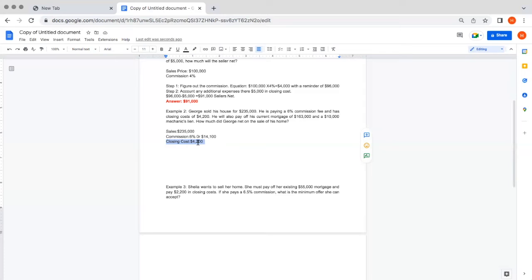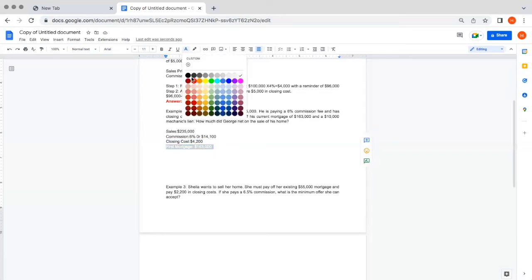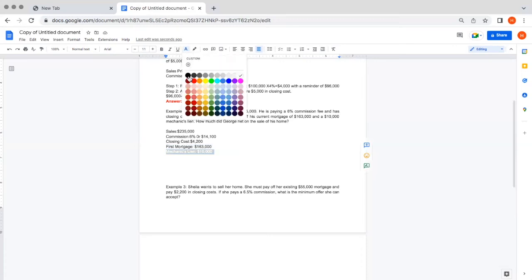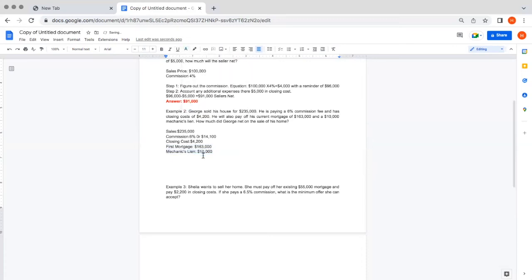You have to account for the closing costs because that's an expense. And remember, we're trying to find out what he or she is going to net. All right. And then it says he will also pay off a mortgage of $163,000. So that's probably going to be next. So we're going to put $163,000, and that is next. We're just writing the question out. And then the last one is that he has a mechanics lien of $10,000. So that's the last thing up. All right. So now our equation is going to look, let's go ahead and do the steps.